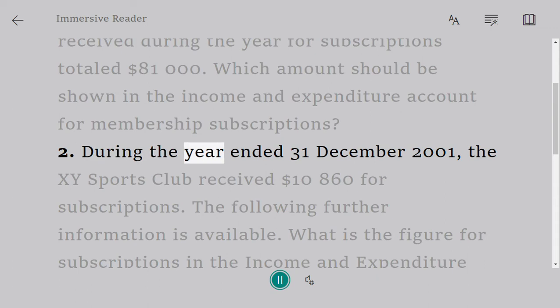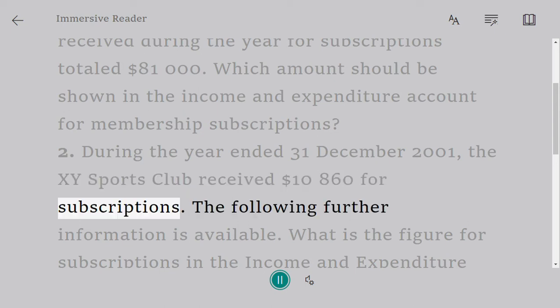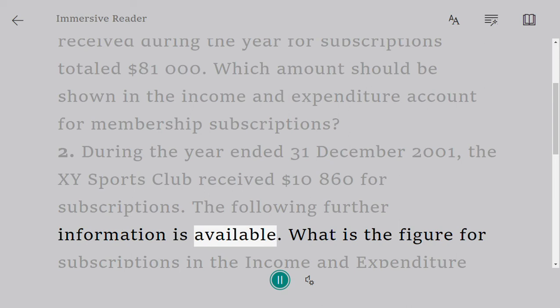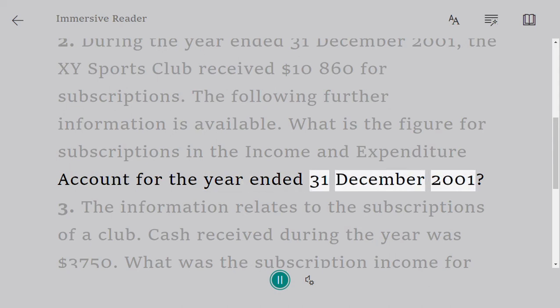2. During the year ended December 31, 2001, the XY Sports Club received $10,860 for subscriptions. The following further information is available. What is the figure for subscriptions in the income and expenditure account for the year ended December 31, 2001?